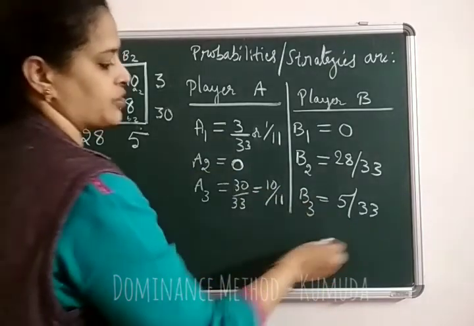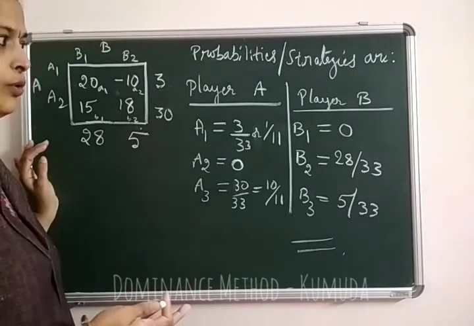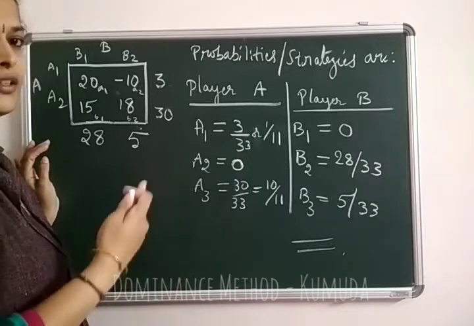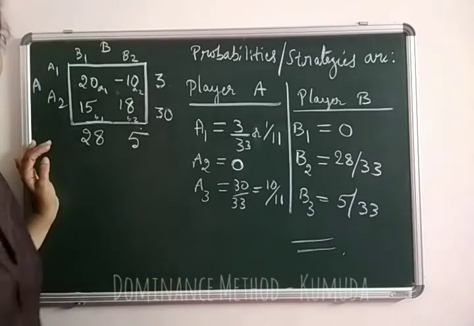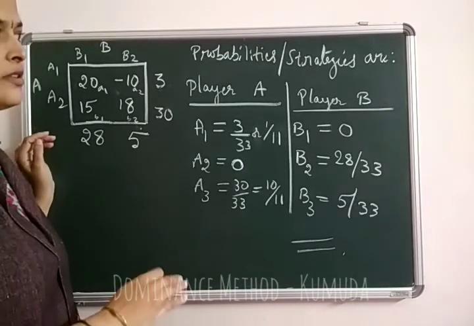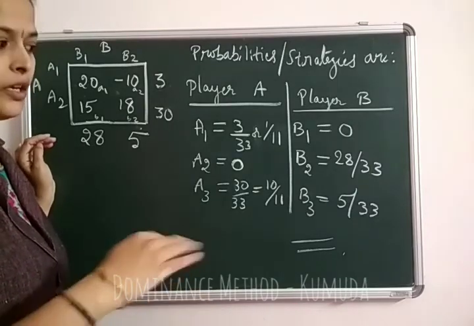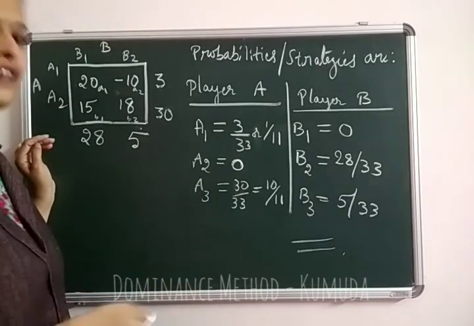So this actually ends the dominance question. Let me give you a recap. First, analyze the question, try to find the saddle point. No saddle point, it's a mixed strategy game. Then check if it is 2 cross 2. If it is so, you apply the odds method. If not, we do the dominance. Dominance is done using row dominance and column dominance. Find the highest row, compare. Now the least row is cancelled, and in column dominance the highest column is cancelled.